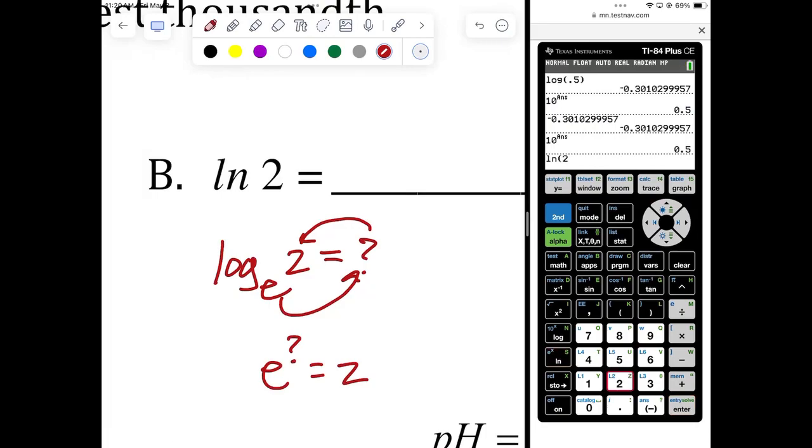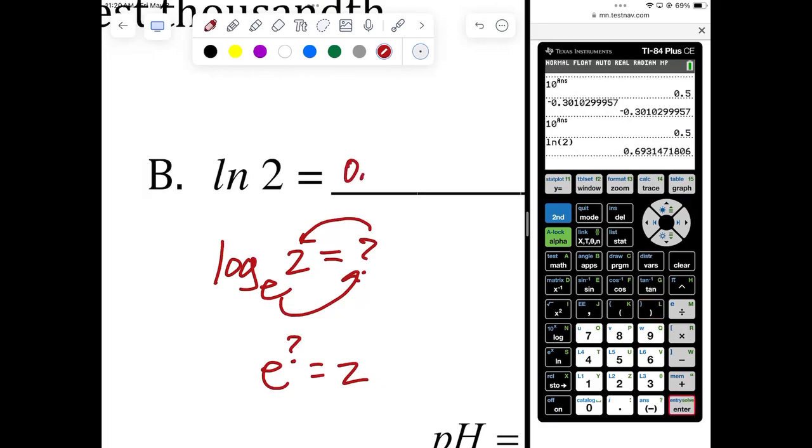Hit ln of 2 and hit enter, close parentheses, and it's 0.693. Is that between 0 and 1? Sure is. And we knew that before we started because we're starting to think like logarithms.